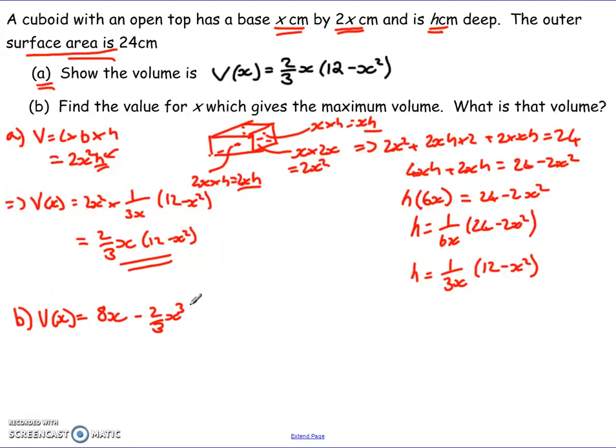We then take the derivative of this and set it equal to 0. So I get V dashed of x equals 8. Take away, we'll bring the power down. I get 2 times 3 over 3, so 6 over 3, which gives me 2.